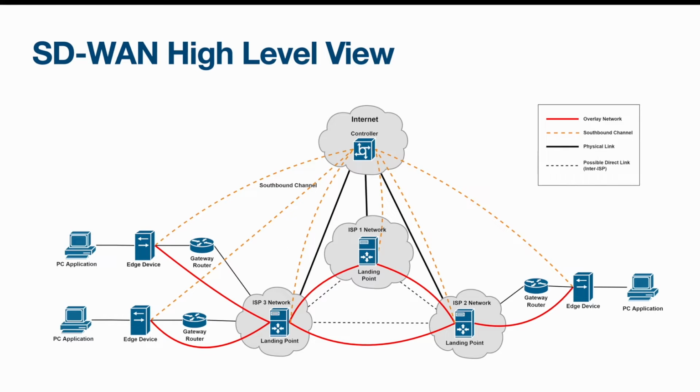This is the high-level view of our SD-WAN. We have three SD-WAN edge devices deployed in three regions. These SD-WAN edge devices are connected to SD-WAN landing points. The connectivity within the data plane is maintained using tunnels, and these tunnels create an overlay network on top of the physical network. The connectivity between the data plane and the control plane is maintained through the southbound channel.